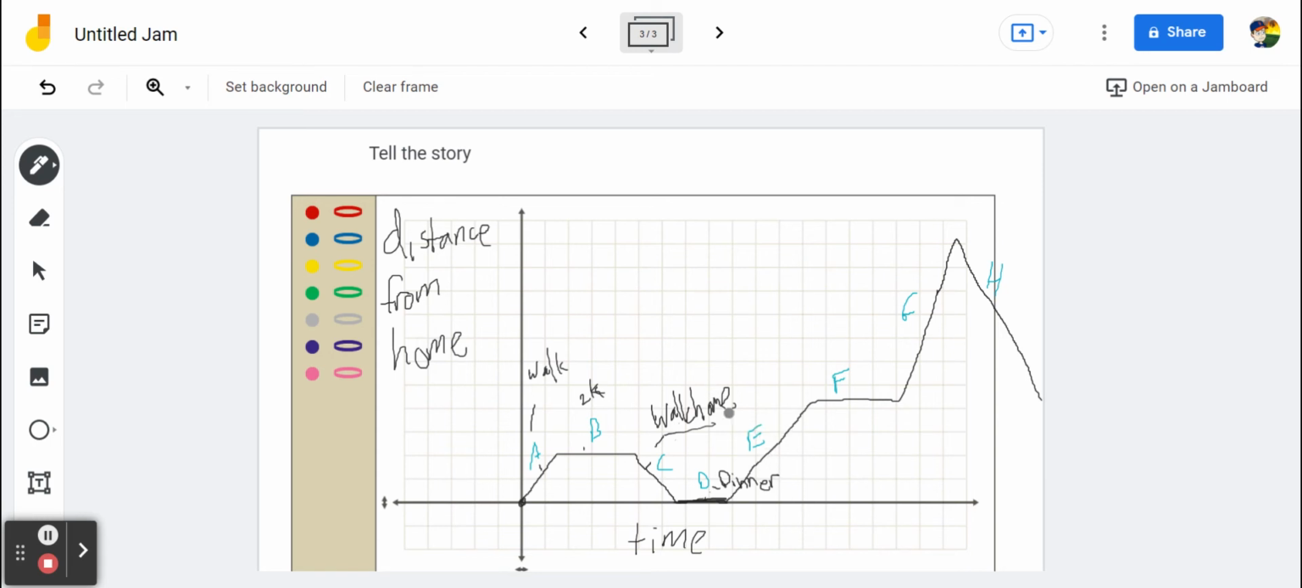After dinner, you're going to go shoot some hoops with your friends. So you're walking again, about the same rate here, and you're walking away from home to the basketball court. You're walking to basketball. Then at this point, you're at the basketball court.